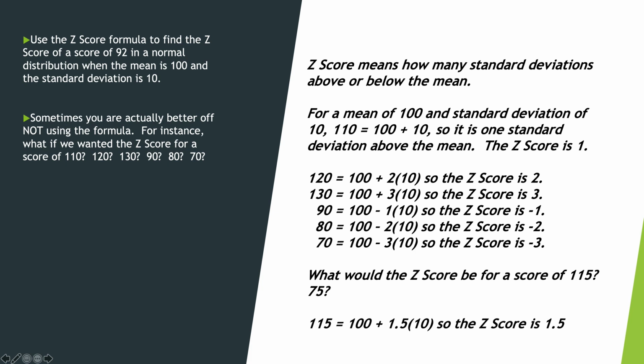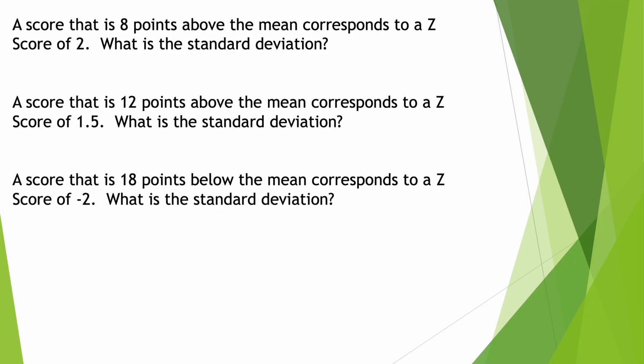There you go. And then 75 would be 25 below 100. So that's down 2.5 z-scores. So the z-score is negative 2 1/2. So these ones with fractions or halves, they're not quite as easy, but I think you can learn to recognize them over time. Okay, a score that is 8 points above the mean corresponds to a z-score of 2.